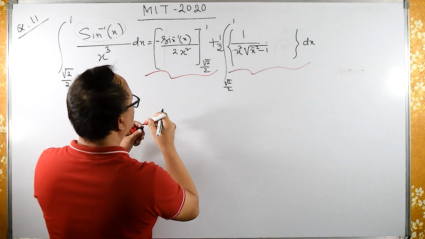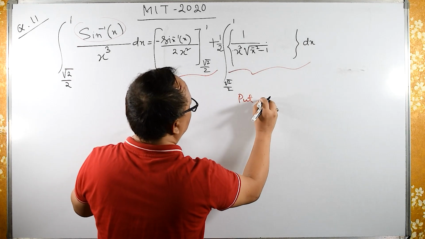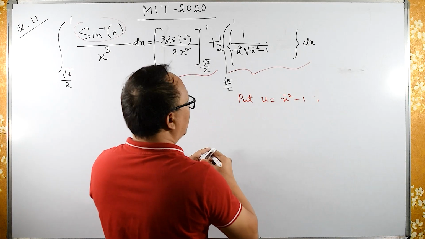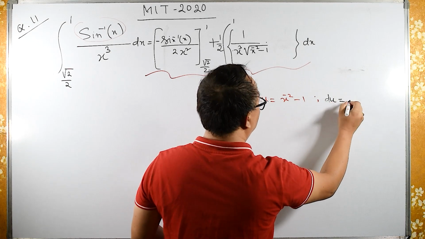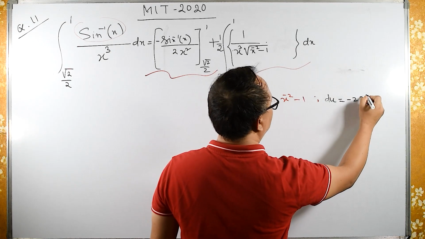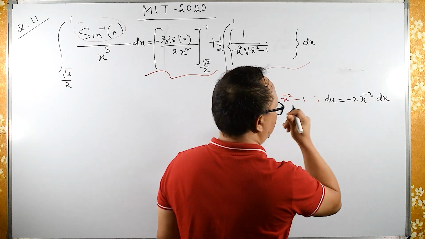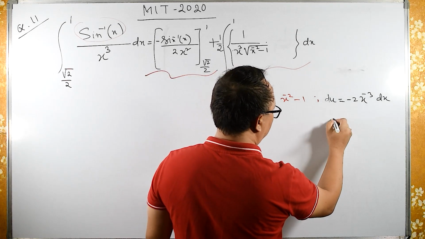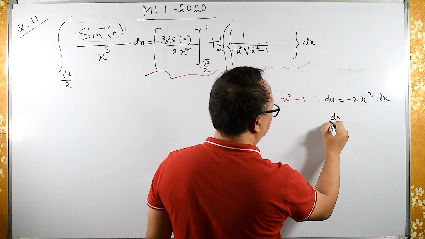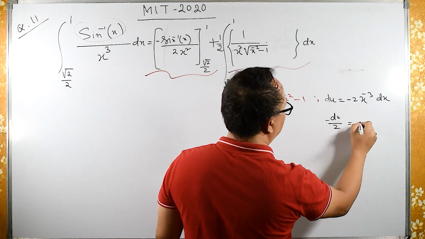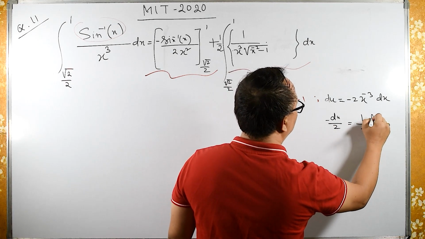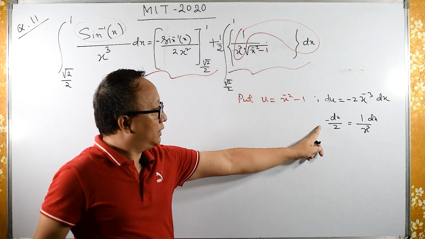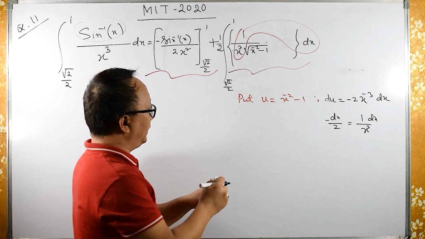This we already have. Now if I substitute u equals x raised to minus 2 minus 1, then my du will be minus 2 x raised to minus 3 dx, since minus 2 minus 1 is minus 3. What this is the same as: I can send the 2 here, so du by minus 2 is the same as 1 by x cube into dx. So what we have is 1 by x cube into dx becomes minus du upon 2. This we have. And let's change the limit.